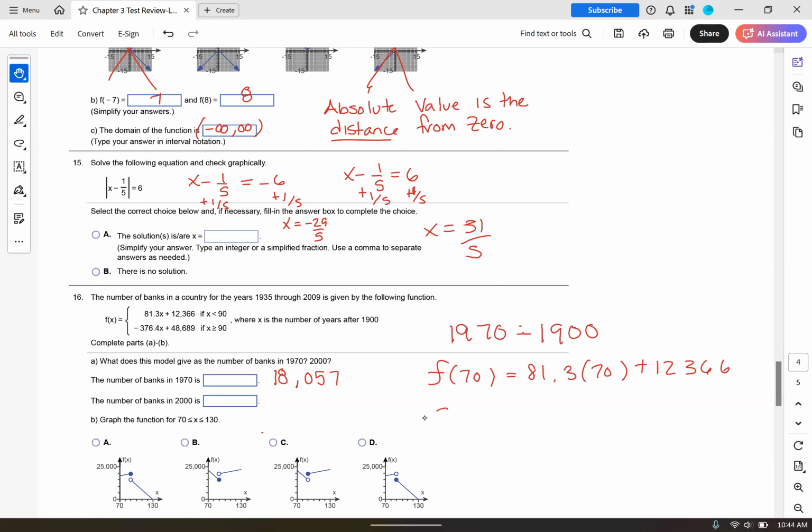Okay, 2000, however, is 100 years after 1900. So would I use the second part to evaluate at 100? Negative 376.4 times 100 plus 48,689. So what do I get? I got 11,049.